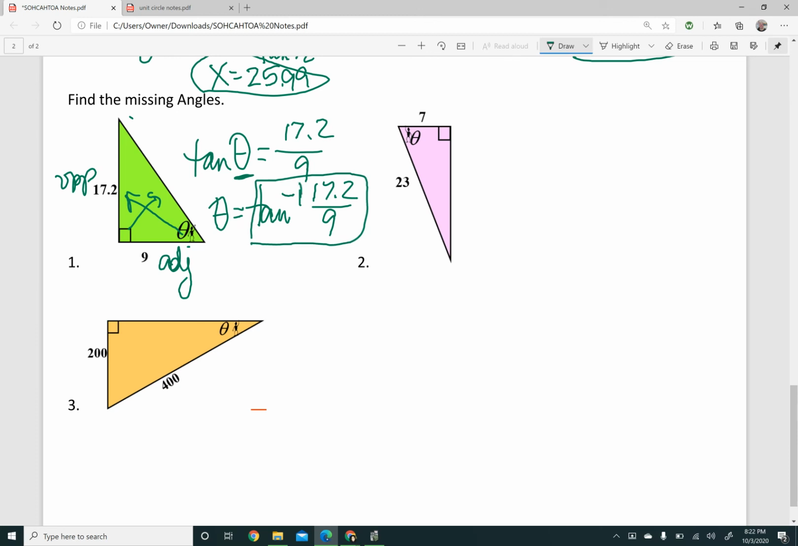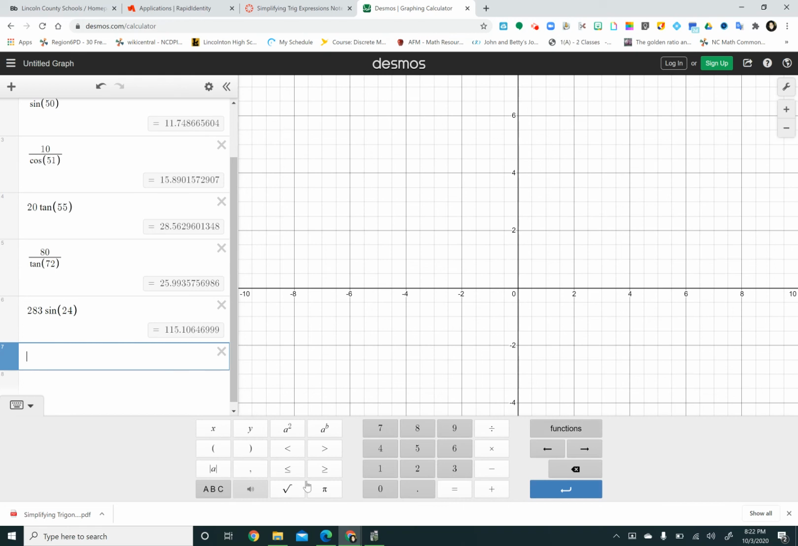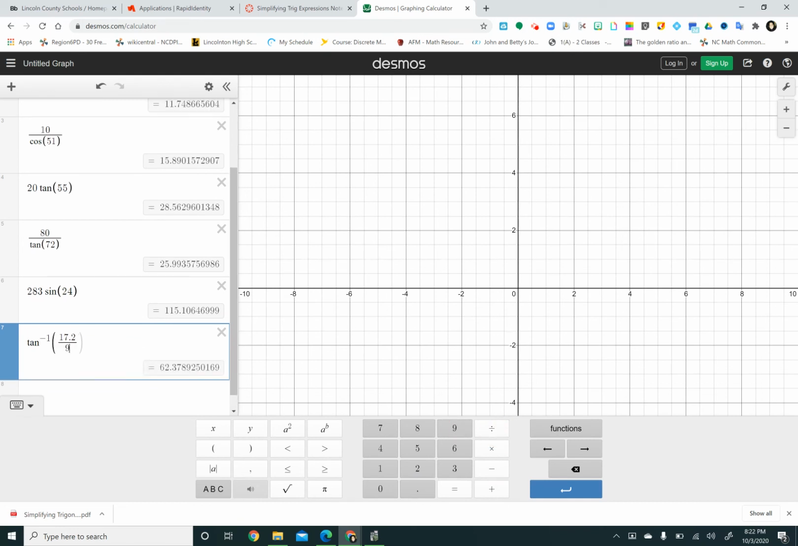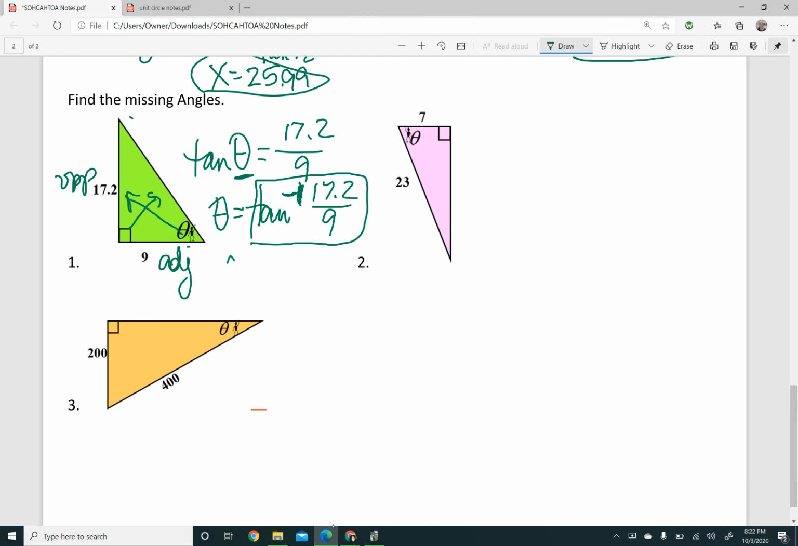You have to make sure that you use this tangent to the -1. And so that has its own button. So we would say functions, and you'll see right here, it says tangent to the -1, not tangent. And then we would use the 17.2 divided by 9. And what happens now is this is giving us the angle of 62.38. Okay? So theta is now 62.38 degrees.